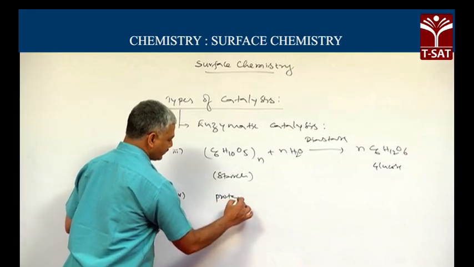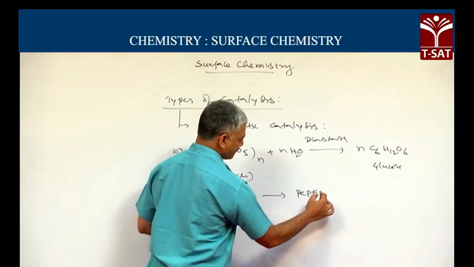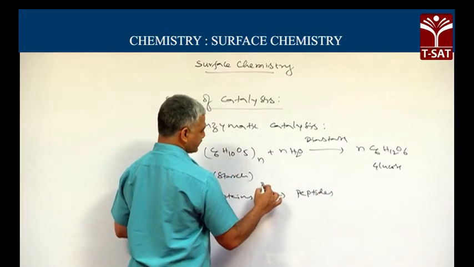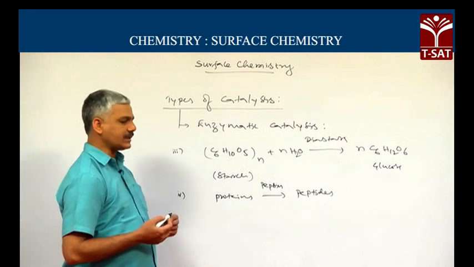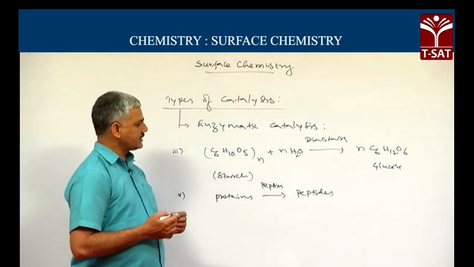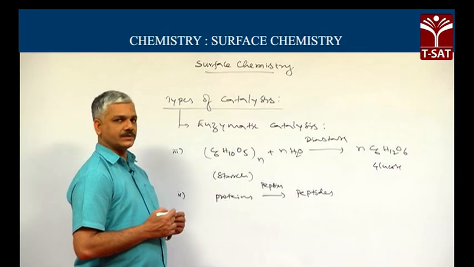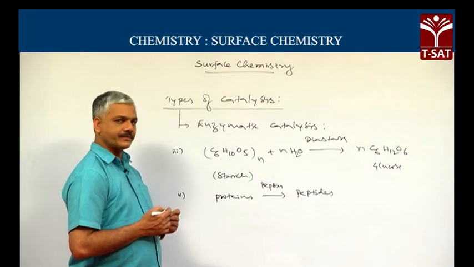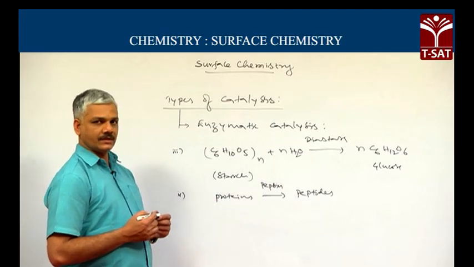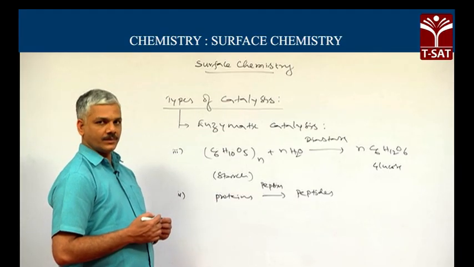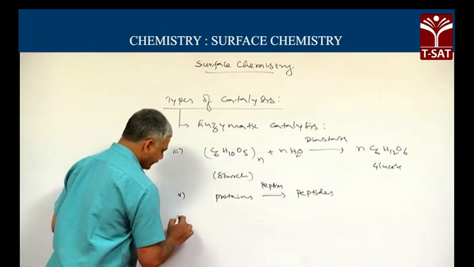Conversion of proteins into peptides takes place in the presence of an enzyme called pepsin. This pepsin is released in the stomach by the bile juices of the liver, and it is the reaction responsible for digestion of proteinous substances.